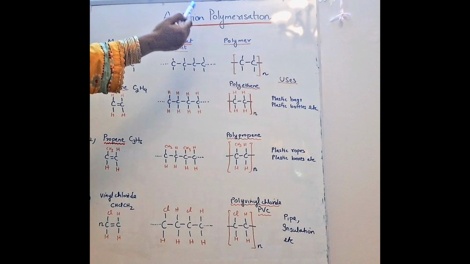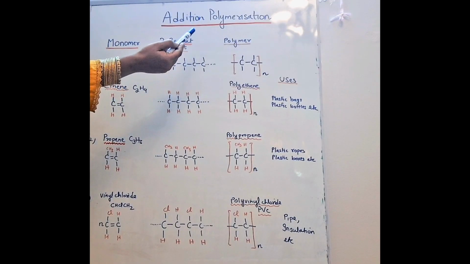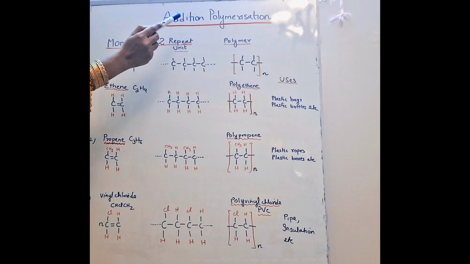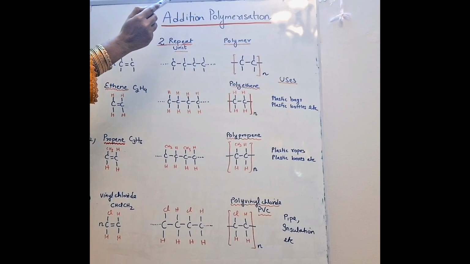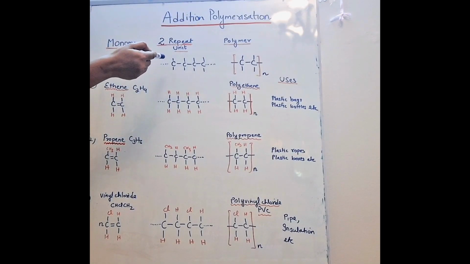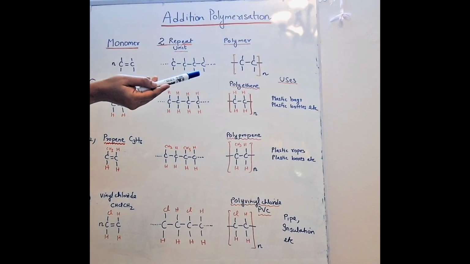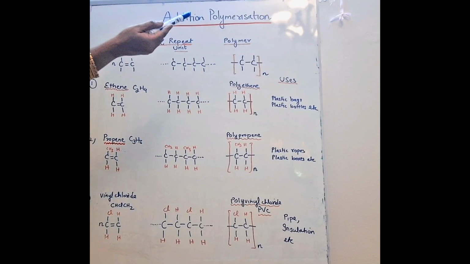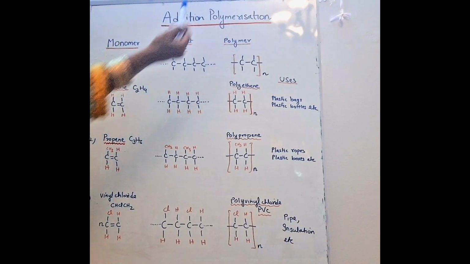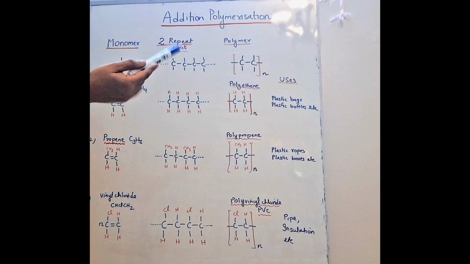Addition polymerization is the topic of today's class. It is very important, and we have discussed in our last class that there are two types of polymerization reaction: addition polymerization and condensation polymerization. So quickly, in one line, I will explain what polymerization is. It is the process by which polymers are made from monomer.